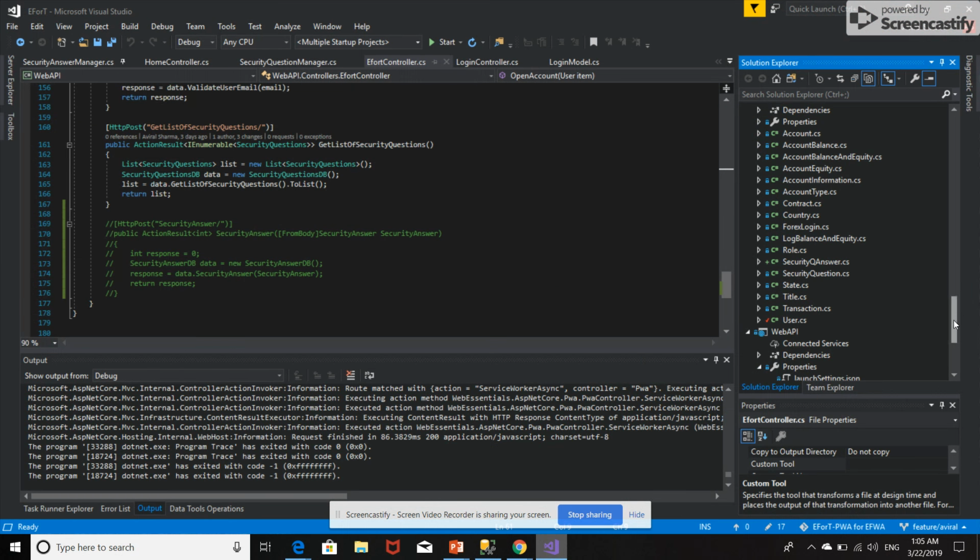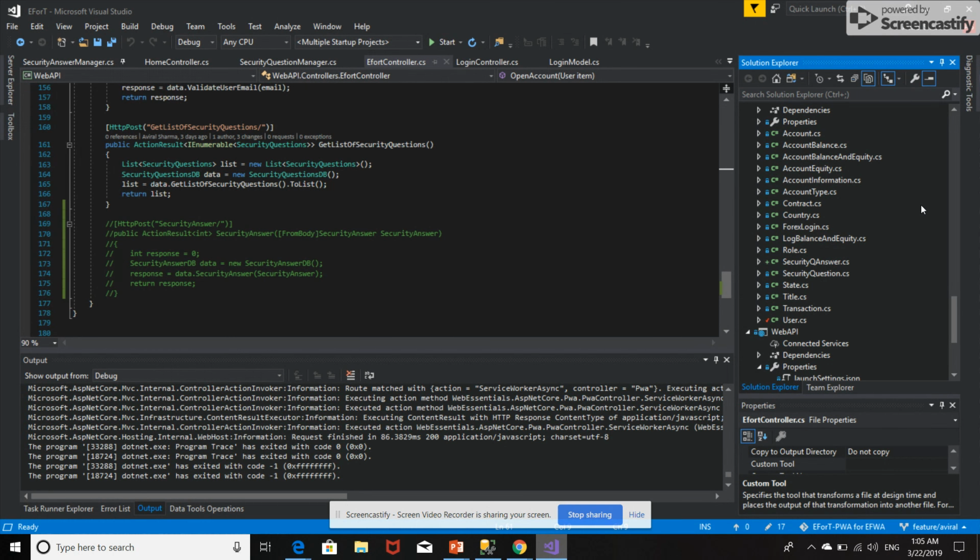Since there are two requirements for this user story, the first is to populate the list of security questions, and the second is for the security answers. So two stored procedures were made and two APIs which were to be consumed, and the rest of the changes in the business layer, the controller, model and the entities were made.